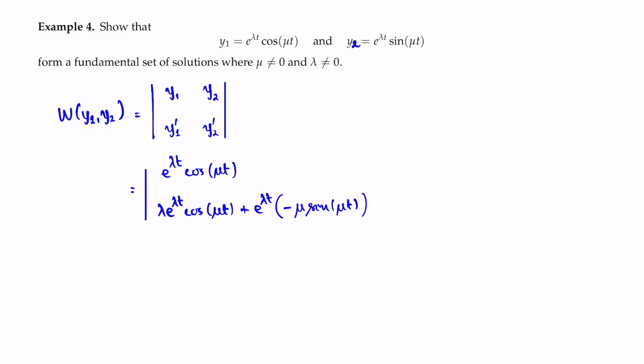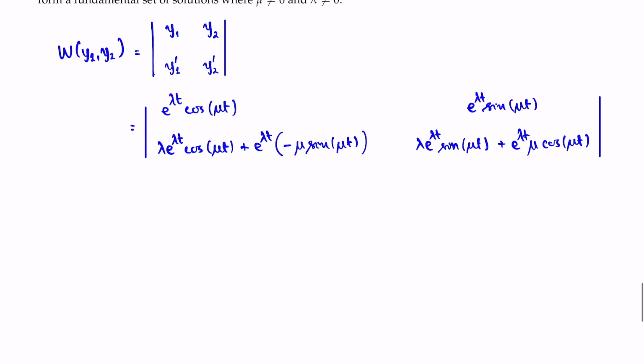Now for y2, you have e to the lambda t times sine of mu t. And you take the derivative of this for y2 prime and apply the product rule. You have lambda times e to the lambda t times sine of mu t plus e to the lambda t times mu times cosine of mu t.